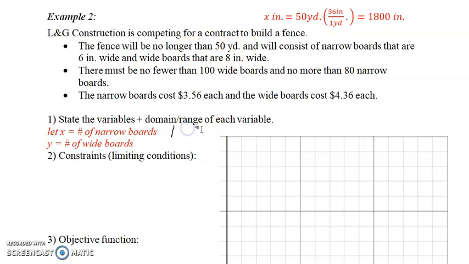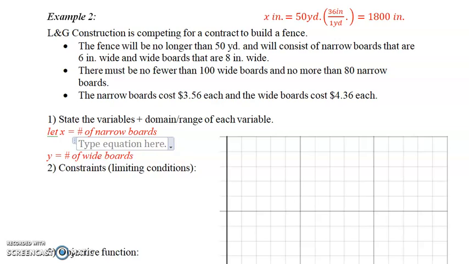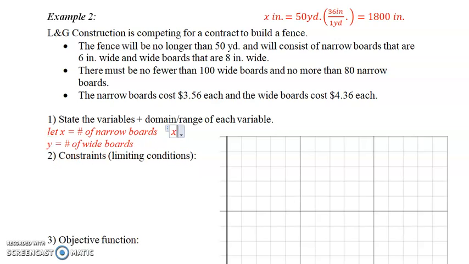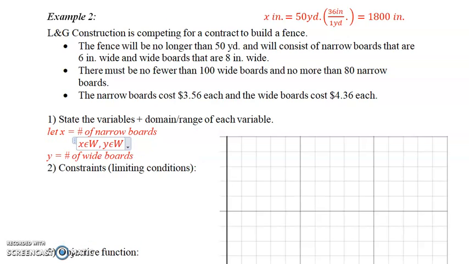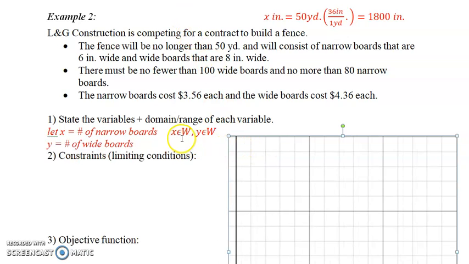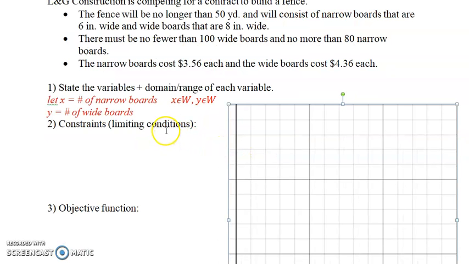And remember domain and range, these are the restrictions. For the number of narrow boards, X is in the whole numbers, because you have to buy the boards in full. And Y is also a whole number. So the number of boards are both going to be whole numbers.